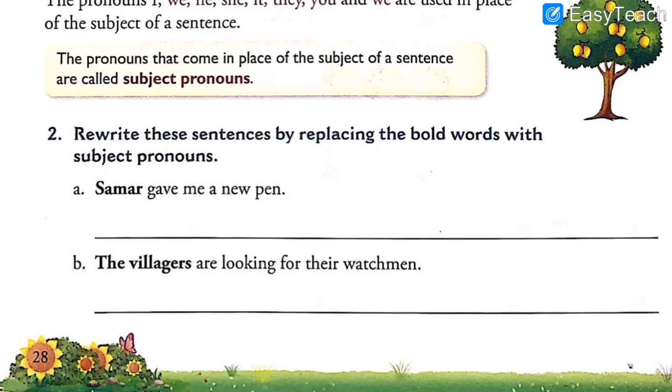So, the sentences are given over here. You will see 6 sentences in this exercise. In this particular exercise number 2, there are 6 sentences, and in each sentence you could see the bold black words. Like over here, Samar is given, the villagers. Like that, the bold words are given. The words are highlighted in black color. They have bold font. And we have to replace those words and write pronouns. We have to use the pronouns over there.